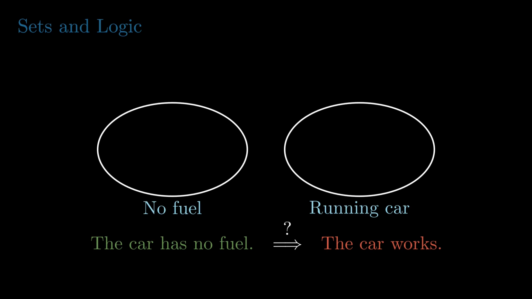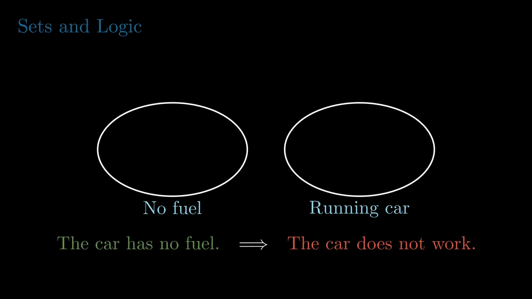But we know that the engine of the car cannot fire up without fuel. Therefore, the two sets have no intersection. This means that the two situations of the car with no fuel and the car running are impossible together. So we got our answer.